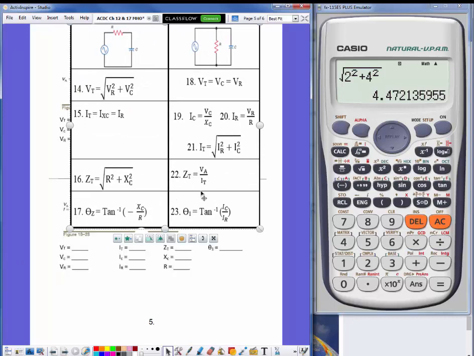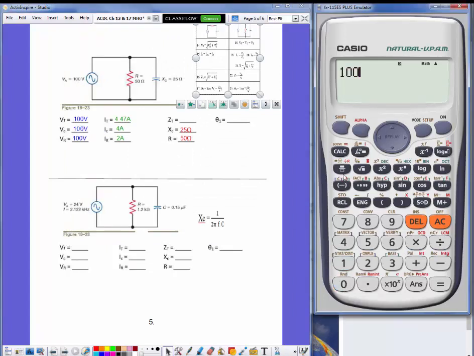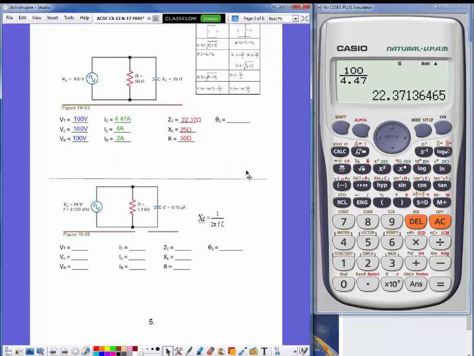Now we can use formula number 22. ZT is equal to VA over IT, and VA is the same thing as VT, 100 volts over 4.47 amps, giving us a total impedance of 22.37 ohms.